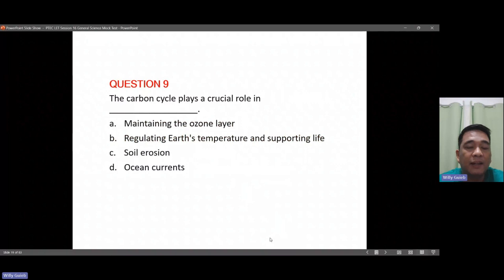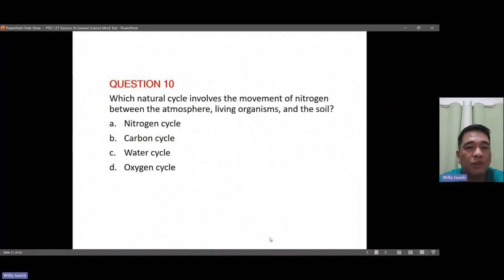Carbon cycle. Number 9, the carbon cycle plays a crucial role in maintaining the ozone layer, regulating Earth's temperature and supporting life, soil erosion, or ocean currents. It's letter B, regulating Earth's temperature and supporting life. Question 10, which natural cycle involves the movement of nitrogen between the atmosphere, living organisms, and the soil? So nitrogen, it is the nitrogen cycle, for letter A.